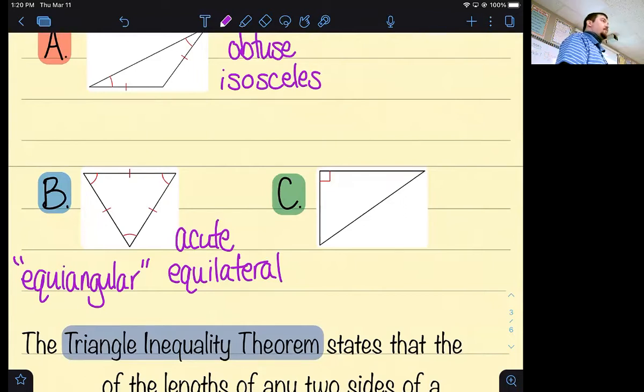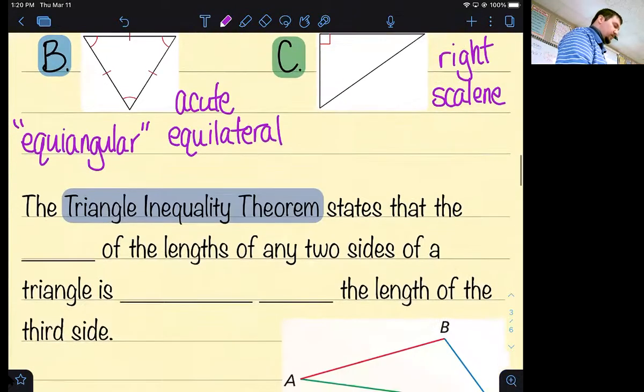And then what about example C, AJ? Yes, it has a right angle, and since they didn't use any of the red tick marks to show any sides being the same, this would have to be scalene. So that's how you classify triangles, by their angles and by their sides.